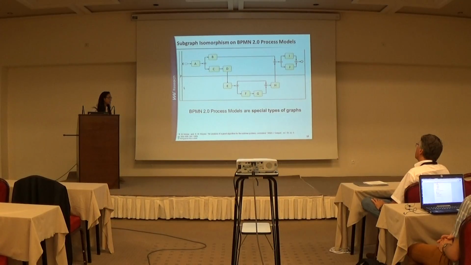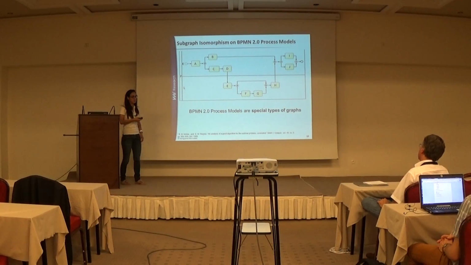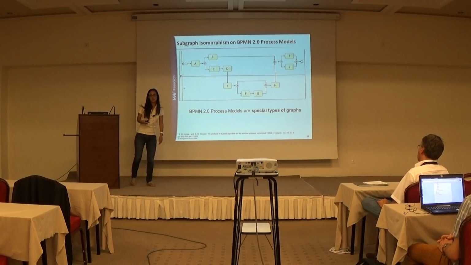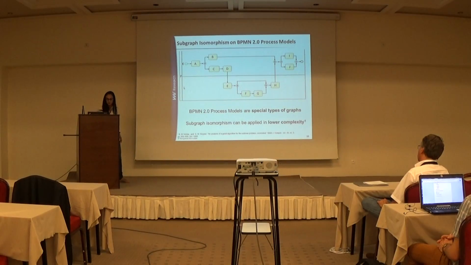However, I was lucky because BPMN models are very special types of graphs. They have directed edges and they have attributes. And by attributes, I don't only mean the labels, but also the structural information of the BPMN2 elements, for example, start events, tasks, exclusive or parallel gateways. And this gives me information to create algorithms that, according to the bibliography, can run with lower complexity, that can even be polynomial.